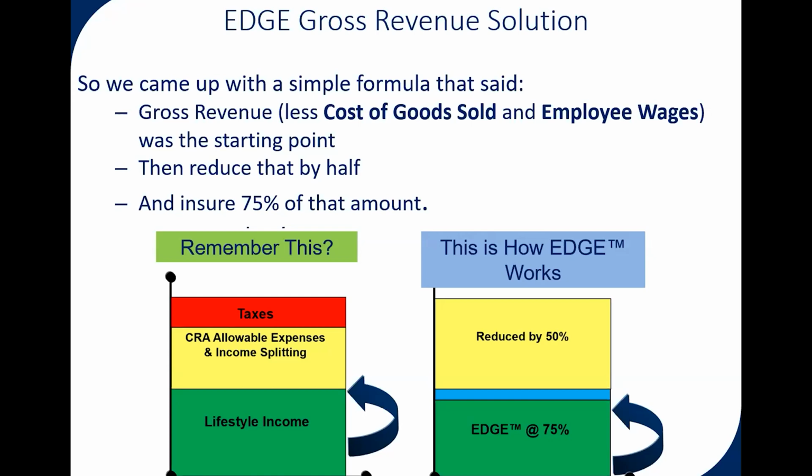It assumes that the self-employed person is writing off half their income. If they're not writing off half their income, maybe they're an IT consultant that works in their basement and they don't have a lot of write-offs, fine, then use their actual net to get them more coverage. The whole idea is to be able to offer people more coverage.